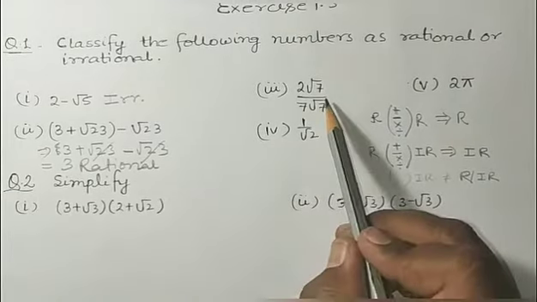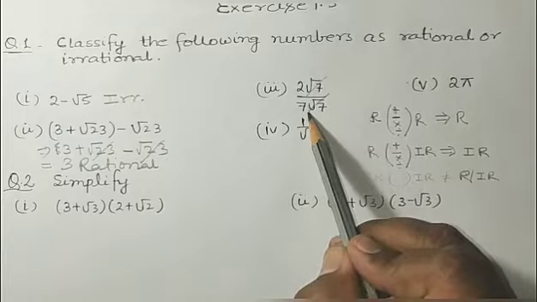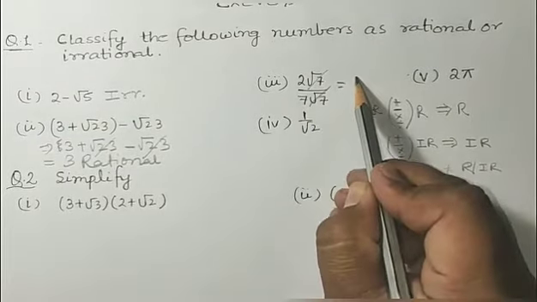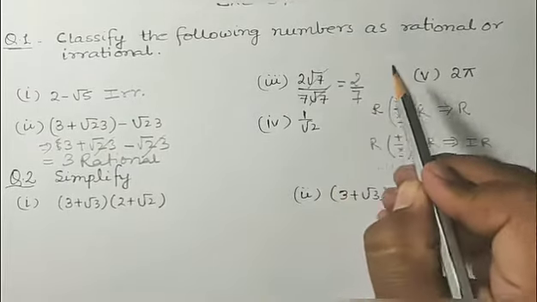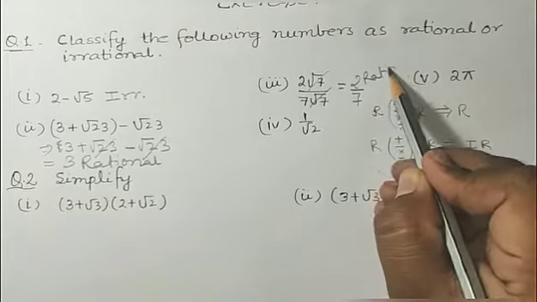Third part, when you solve it, under root 7 will be cancelled out, only 2 by 7 is left. So 2 by 7 is what? It is rational.